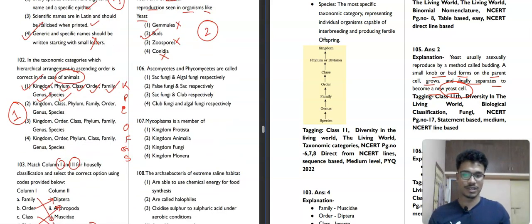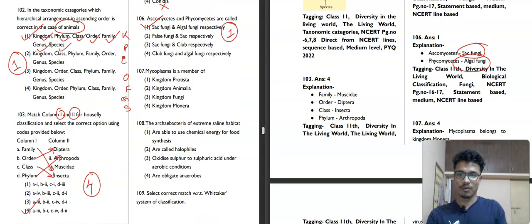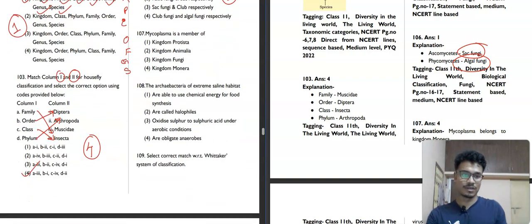Now we'll move towards the next question. Ascomycetes and phycomycetes are called, and all the options are given: sac fungi and algal fungi respectively, false fungi and sac fungi respectively, sac fungi and club fungi respectively, club fungi and algal fungi respectively. So Ascomycetes means sac fungi, and phycomycetes is called algal fungi. That's why first option will be our correct answer for this question. Now we will move towards the next question. That is 107.